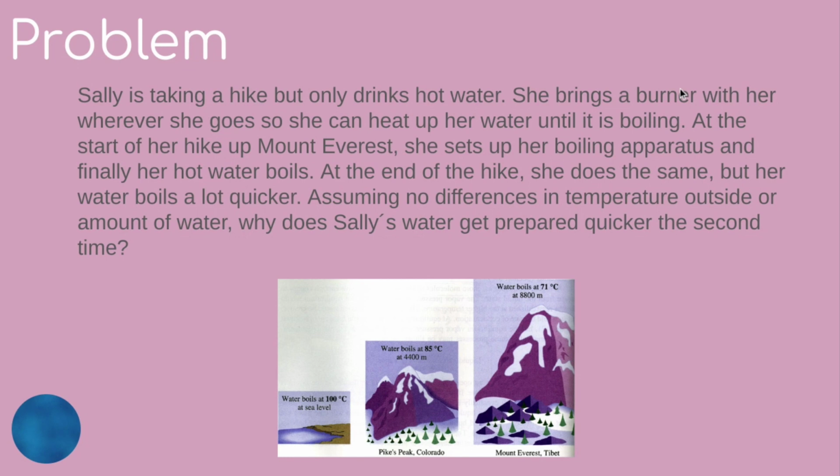At the start of her hike up Mount Everest, she sets up her boiling apparatus, and finally her hot water boils. At the end of the hike, she does the same, but her water boils a lot quicker. Assuming no differences in temperature outside, from the base of the mountain to the top, or the amount of water that she's using, why does Sally's water get prepared quicker the second time?